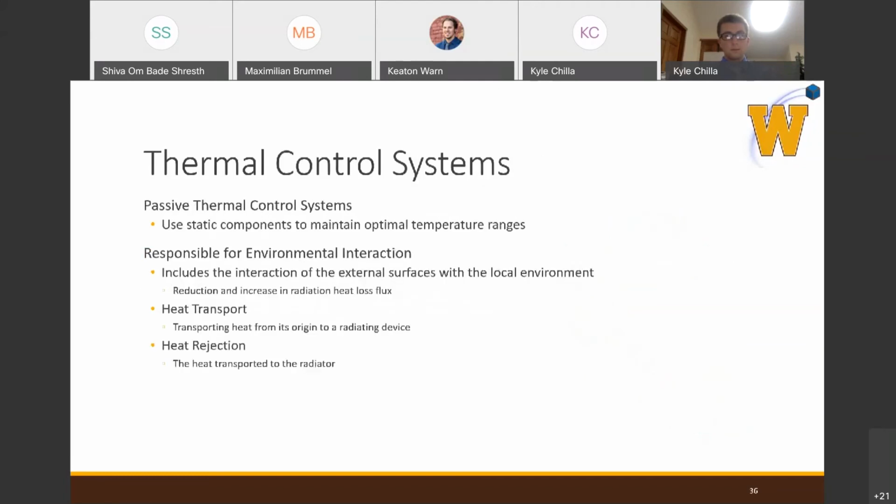Our design is for a passive thermal control system, which uses static components to maintain optimal temperature ranges based on the thermal budget. The thermal control system is responsible for environmental interaction, which includes the radiation in and out of the satellite, as well as the local environmental heating. Since we're in low Earth orbit, we have a higher heating effect from Earth's albedo and infrared radiations. The thermal control system is also responsible for heat transport within the satellite and heat rejection out of the exterior surfaces.